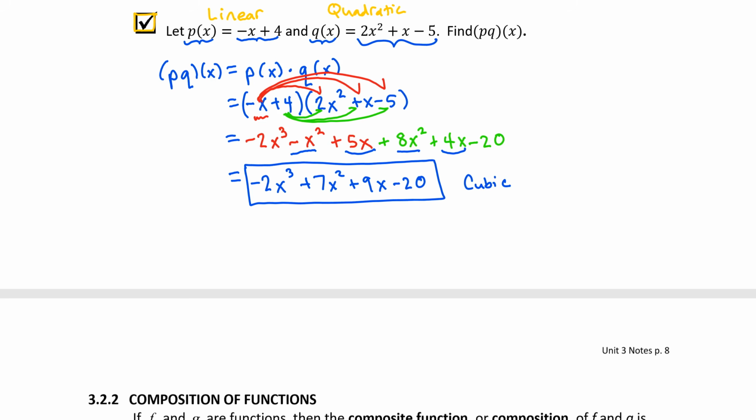So in this video, we were looking at adding, subtracting, multiplying, and dividing, the 4 basic operations applied to functions. And we learned how to do that with a number as the argument and a variable as the argument.